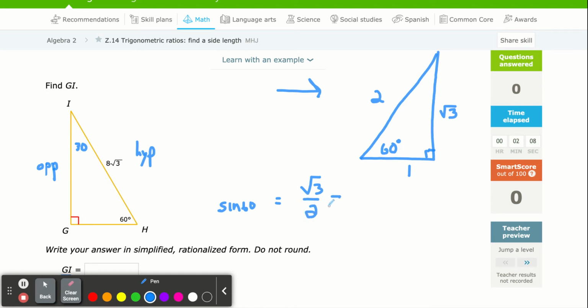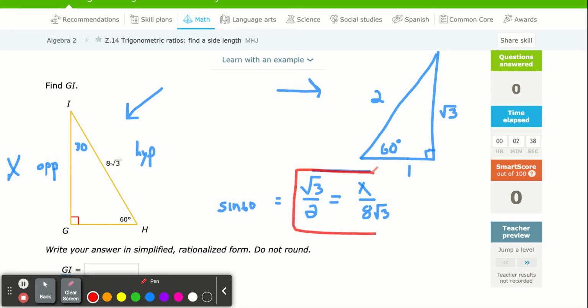And that ratio must be the same regardless of the size of the triangle. So right back here, I can set up that ratio. I'm going to take the opposite side, which is some unknown side, so I'm just going to use x to represent this opposite side here, and I'm going to put it over the hypotenuse, which is 8 square roots of 3. And I'm going to solve this simple ratio equation for x.